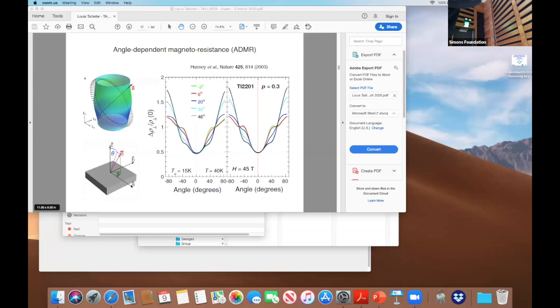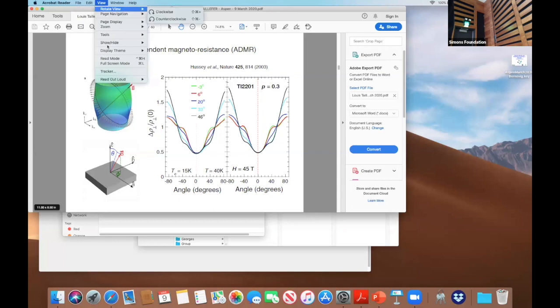So the ADMR, I won't go into great descriptions of what it is, but basically it's a measure of the resistance along the c-axis in a field that you tilt in two different angles. As you tilt the field, you basically generate orbits around the Fermi surface, and those orbits give you orbital magnetoresistance, which will depend on the average velocity around that particular orbit. So in the end, you're basically mapping out the topology of your Fermi surface.